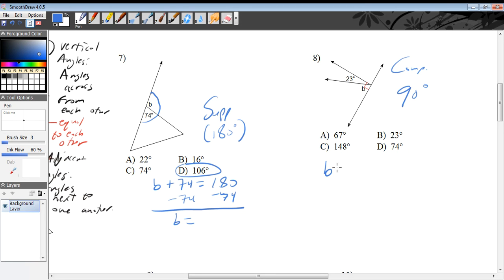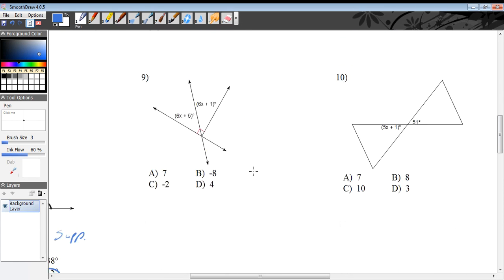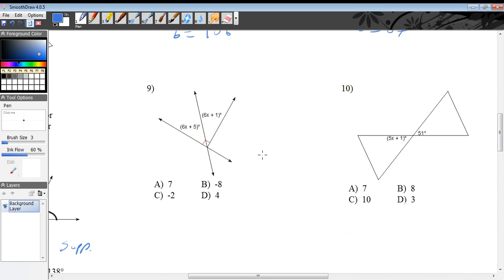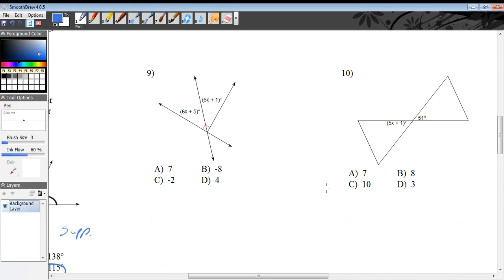So I know that B plus 23 should equal 90 degrees. I'll subtract 23 from both sides, and that will give me B is equal to 67 degrees. I forgot, I'll finish that subtraction. Okay, now diving into more difficult ones. Let me just see how much time I have left. Okay, good. I've got 5 minutes for these 4 problems.